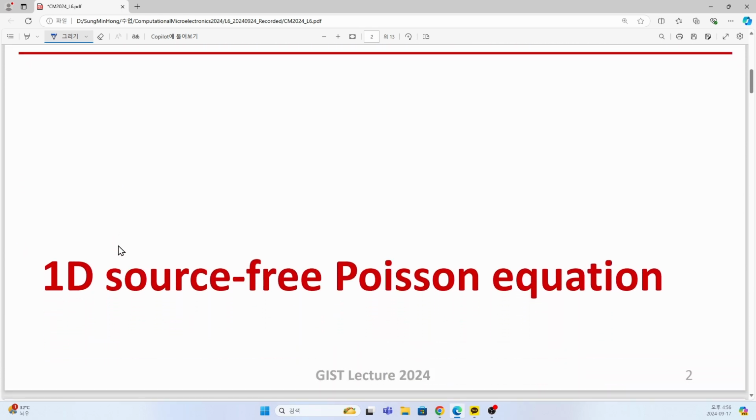Today we'll talk about how we can implement the one-dimensional source-free Poisson equation. This is the very first time we consider real space discretization.